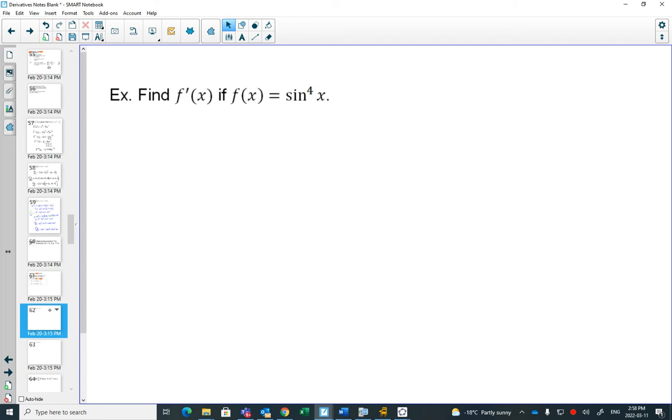So now, all of the rules that you've learned so far, we can throw trig stuff into them. Oh no. Oh, yes. Oh no. Oh, yes.